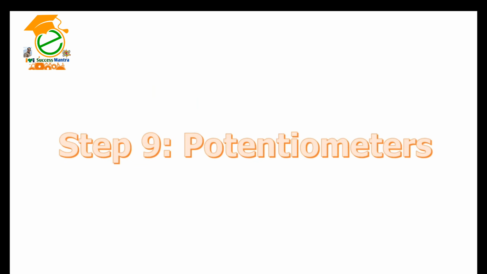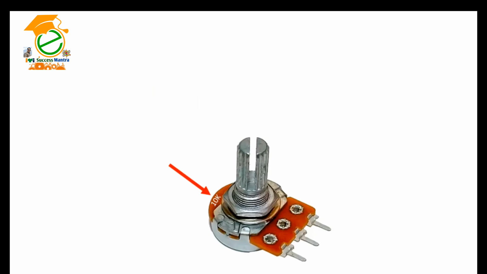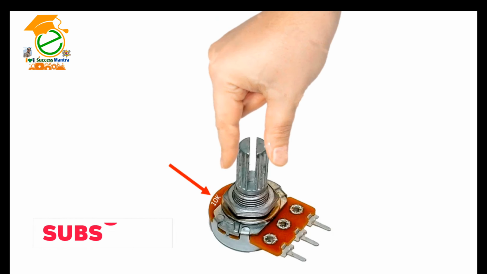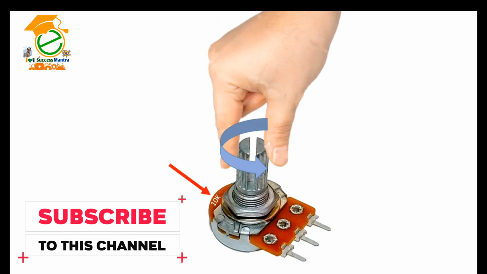Step 9. Potentiometers. Potentiometers are variable resistors. In plain English, they have some sort of knob or slider that you turn or push to change resistance in a circuit. If you have ever used a volume knob on a stereo or a sliding light dimmer, then you have used a potentiometer.